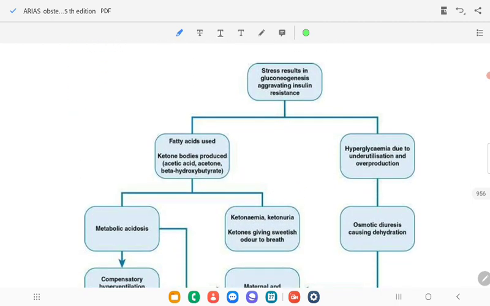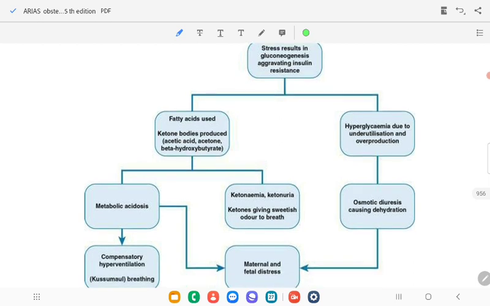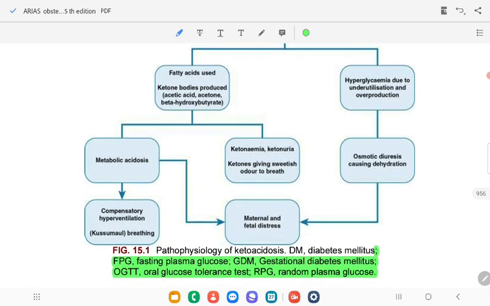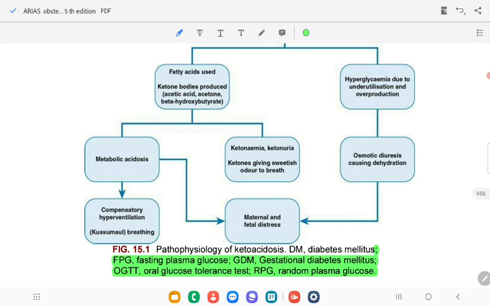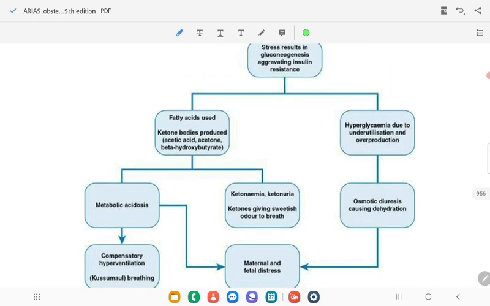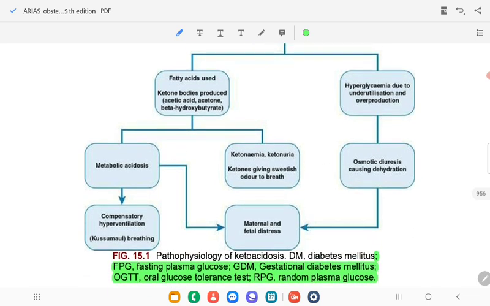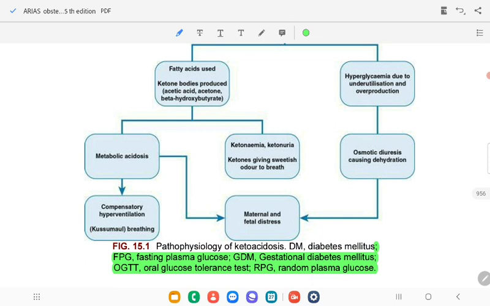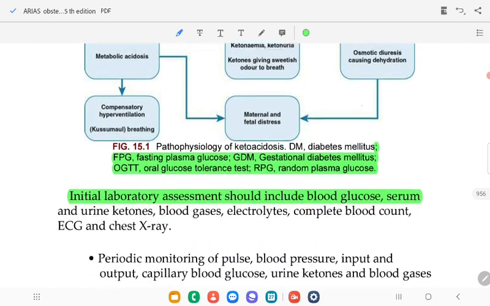What is the pathophysiology? Stress results in gluconeogenesis, aggravating insulin resistance. Fatty acid is used and ketone bodies are produced: acetoacetic acid, acetone, and beta hydroxybutyric acid. The hyperglycemia is due to underutilization and overproduction. Osmotic diuresis causes dehydration, with maternal and fetal distress. Metabolic acidosis, ketonemia, and ketonuria occur. In compensation the patient hyperventilates, causing deep breathing, with maternal and fetal distress.